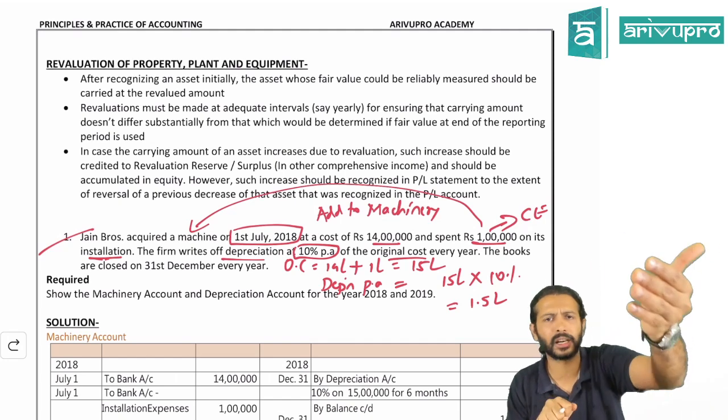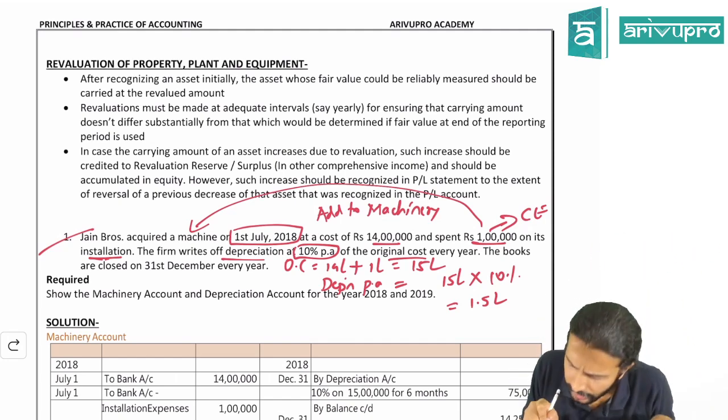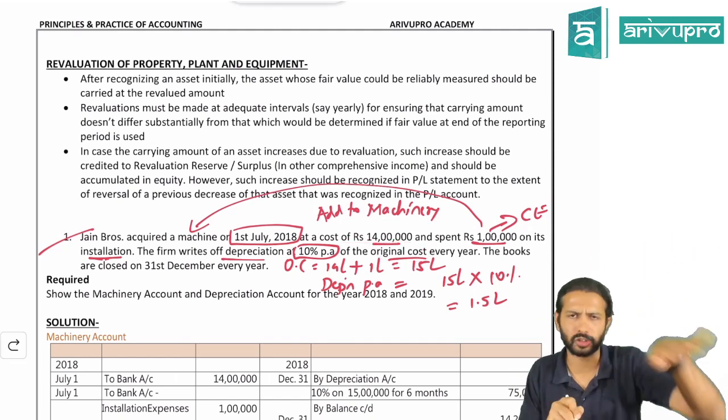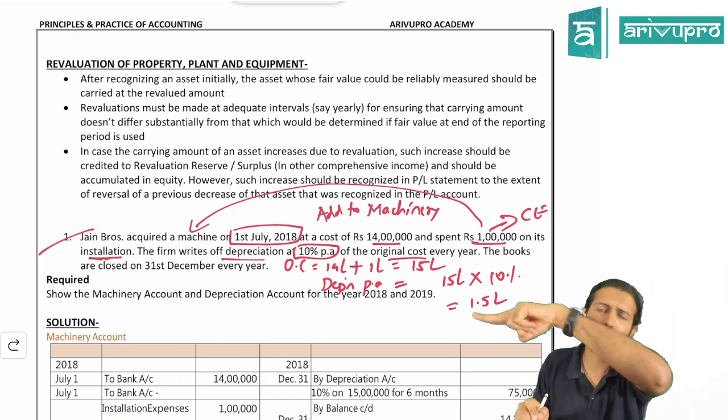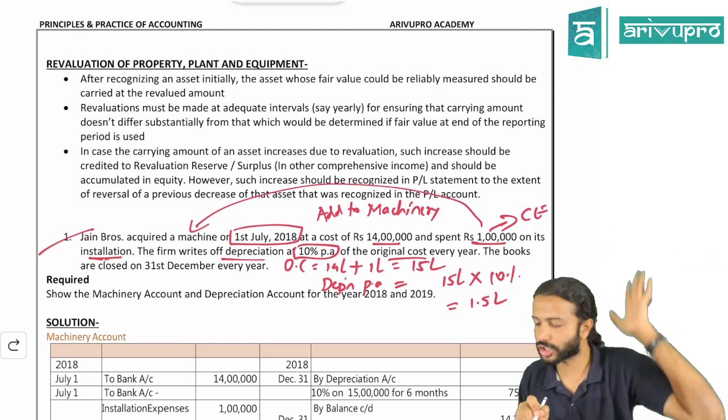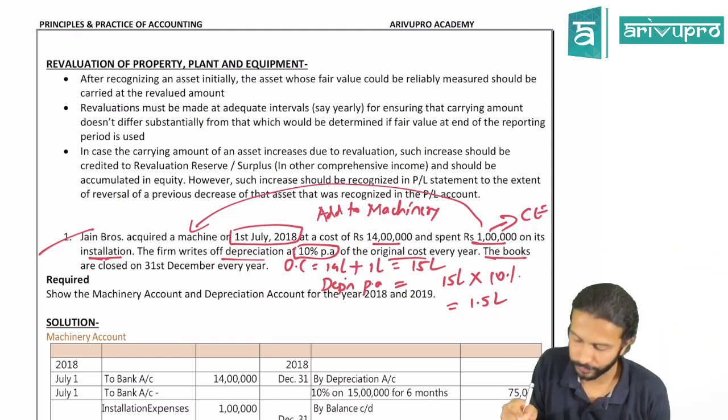Got it? That's another way. Sometimes they will tell you SLM method, sometimes you need to infer. Here they told 10% on the original cost. Original cost is fixed. That will not change, no? That means the depreciation also becomes fixed. So it is the straight line method of depreciation.